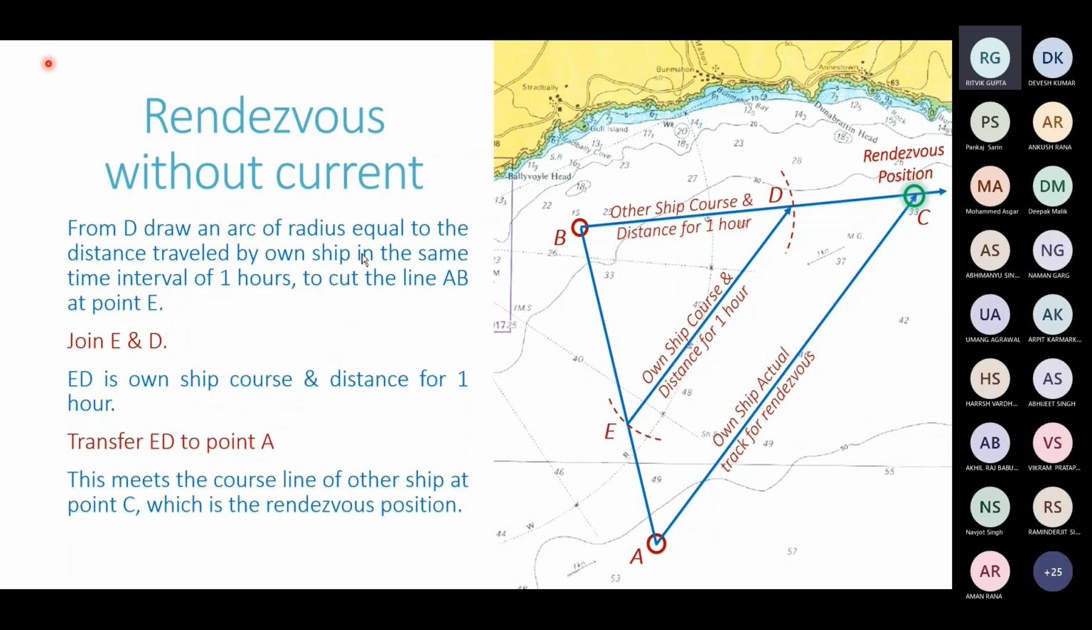This is the most basic and most simple of the rendezvous problems. The target is moving on a certain course and speed. We are at a certain location. We know our position, the target's position, and we need to set a course and set a speed so that we rendezvous, we meet up with the other target at the pre-decided position. So let's move ahead now.